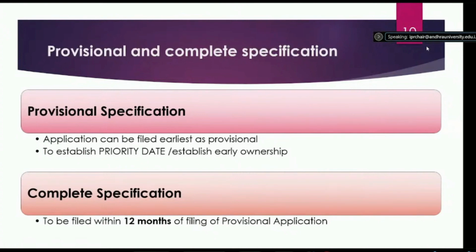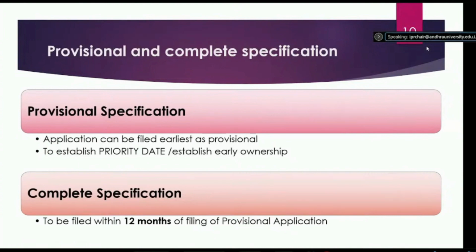Now I have 12 months of window time, so I can put all my data and file my complete specification. And my poor friend, who is a really good guy, me being the bad one here, he didn't know about the provisional specification. He filed the complete specification at the beginning. However, his novelty is lost because I have already filed it.